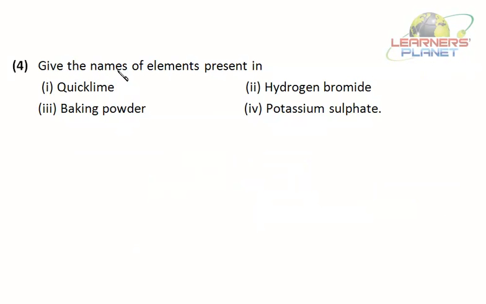There's one more question. Give the names of elements present in: the first is quicklime, hydrogen bromide, baking powder and potassium sulfate. Now what is quicklime? Quicklime is calcium oxide, right? So calcium oxide. So what all are the elements present? Calcium and oxygen.